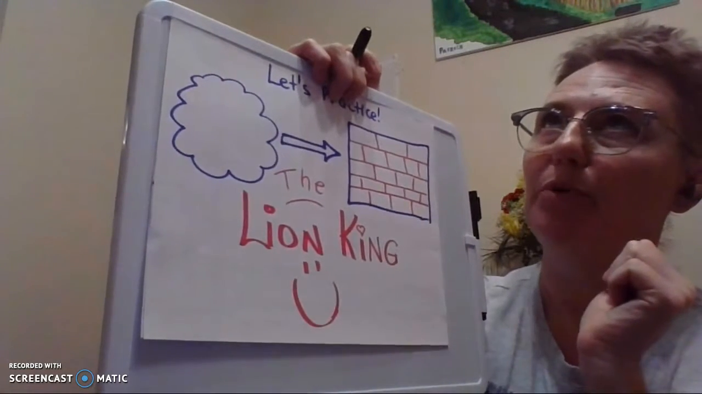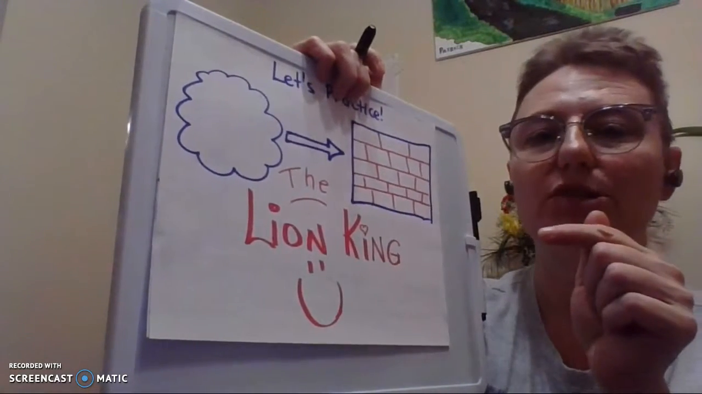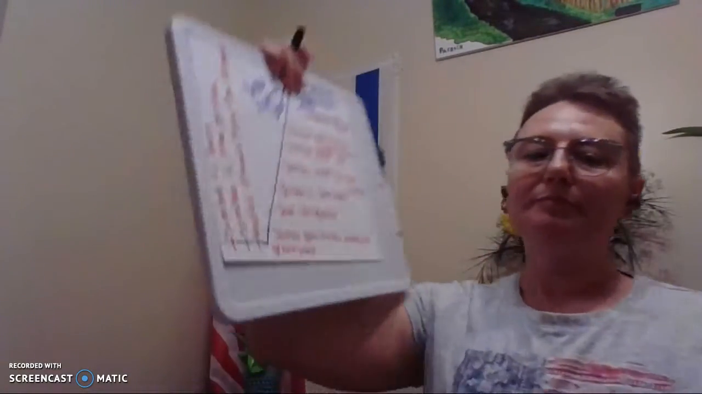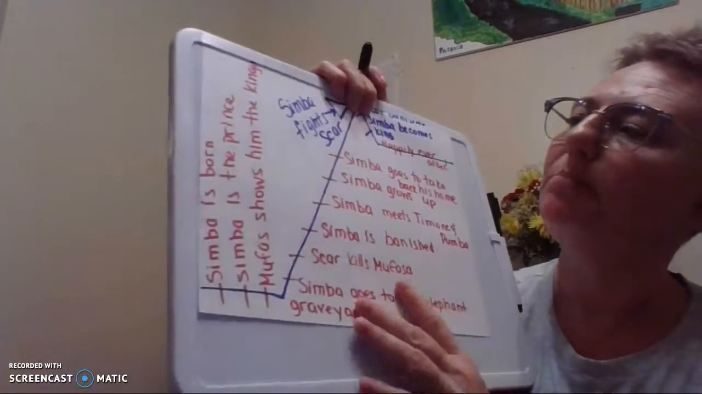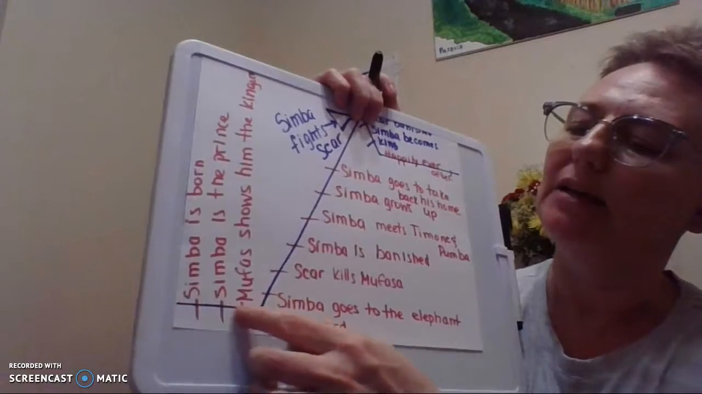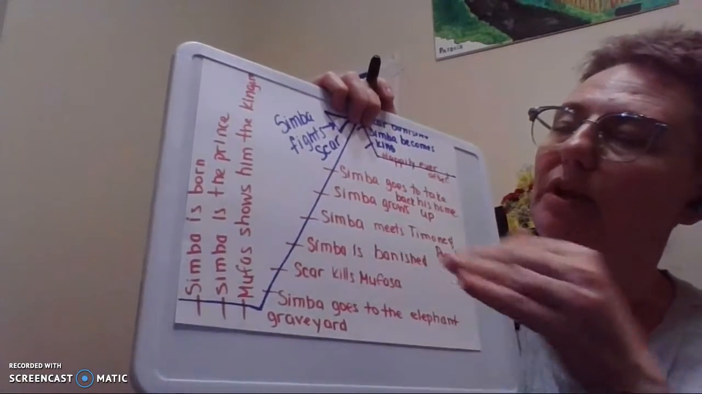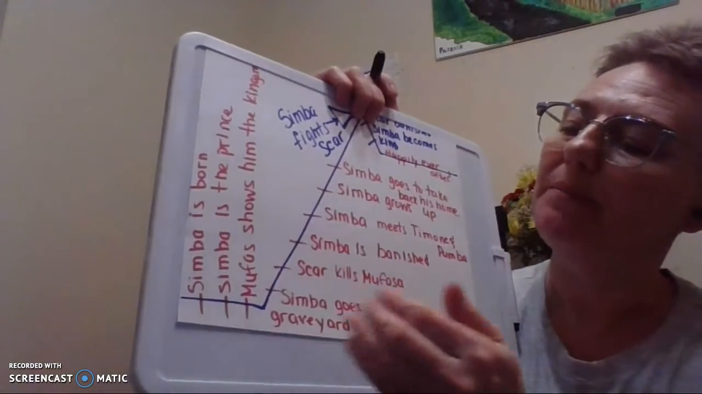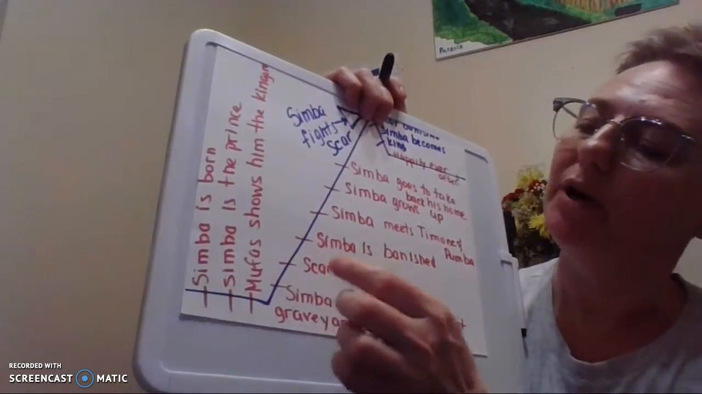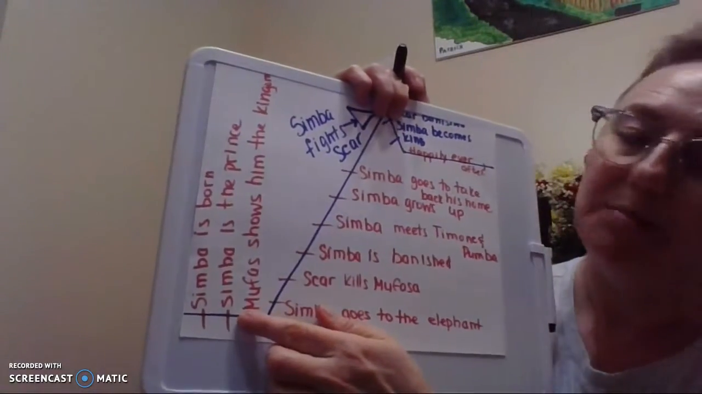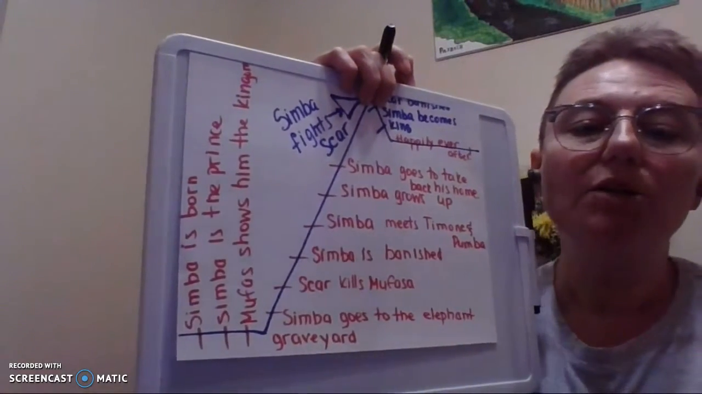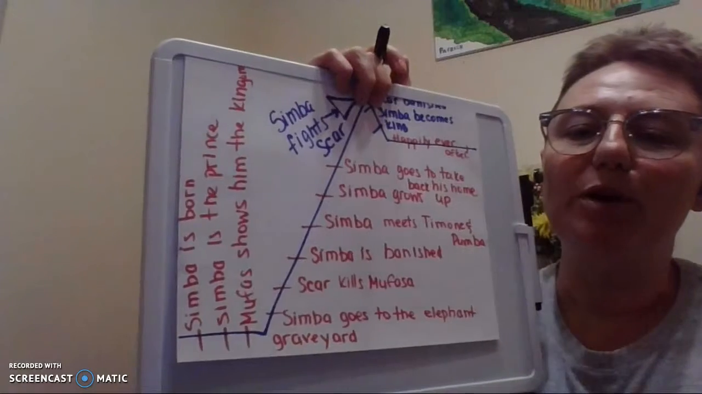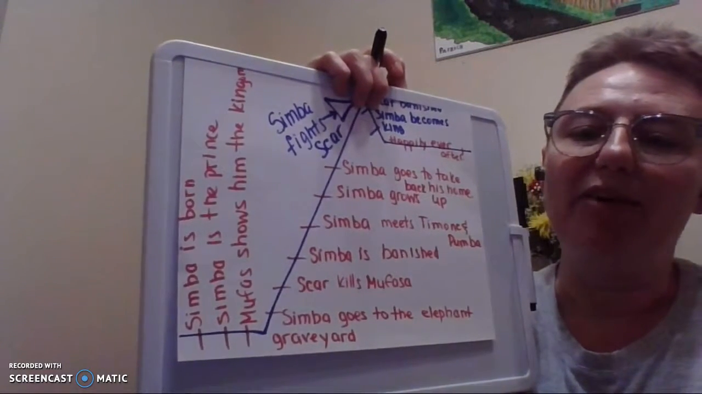That's the movie that most of you probably have seen, and if you haven't, I suggest you do it because it's a wonderful one. So let's talk about The Lion King. In The Lion King, there is a good bit of exposition, and again, this is going to tell us who the characters are, what the problems are. Simba is born. Simba is the prince. We'll find that out. And then we'll find out that Mufasa shows Simba the kingdom. So we know that Simba is set to inherit all that.